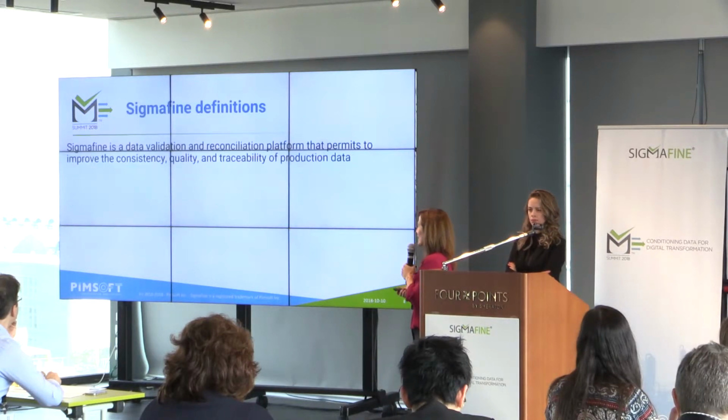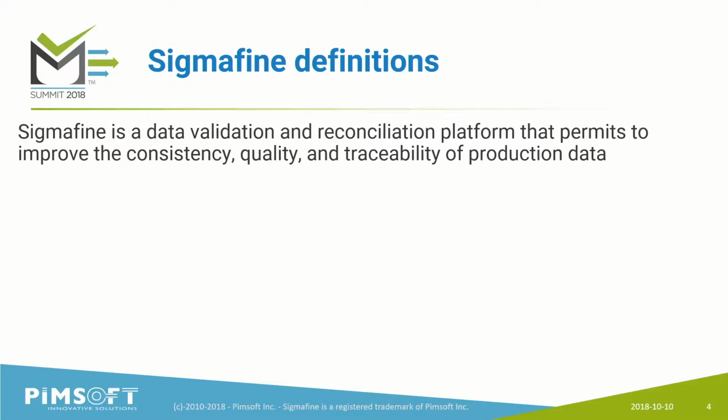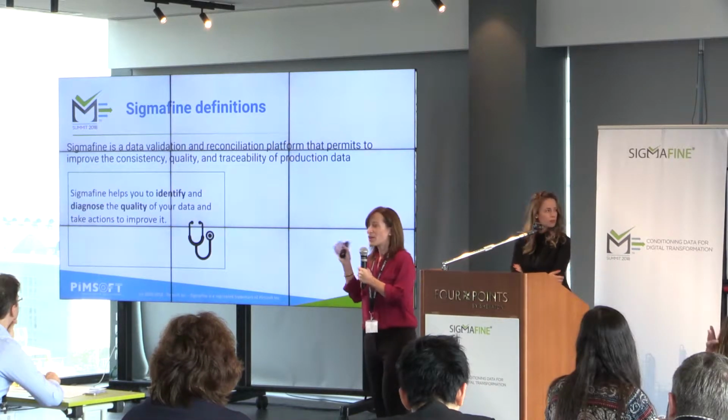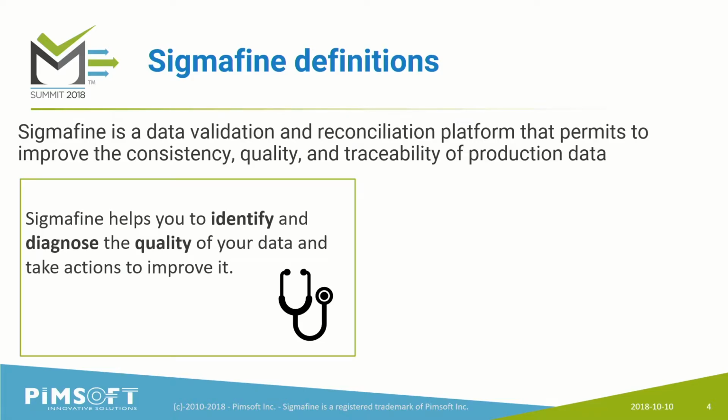So let's start from the very basic definition of Sigmafine. This is the definition that you may know, everybody of us knows by heart, maybe. Sigmafine is a data reconciliation platform that provides you consistent data, and so permits to improve the consistency and the quality of your data. But more in detail, we heard about data conditioning. Sigmafine provides you data conditioned for the desired state of use.